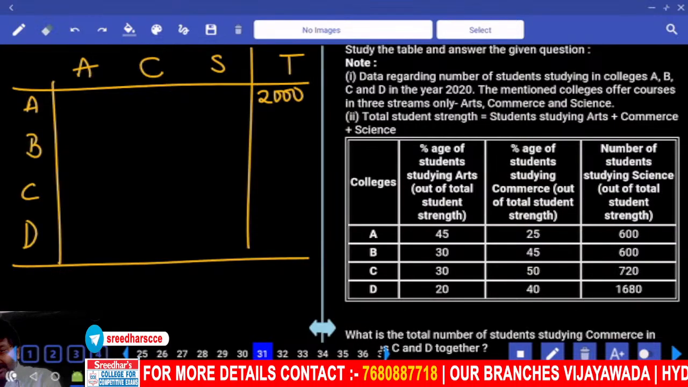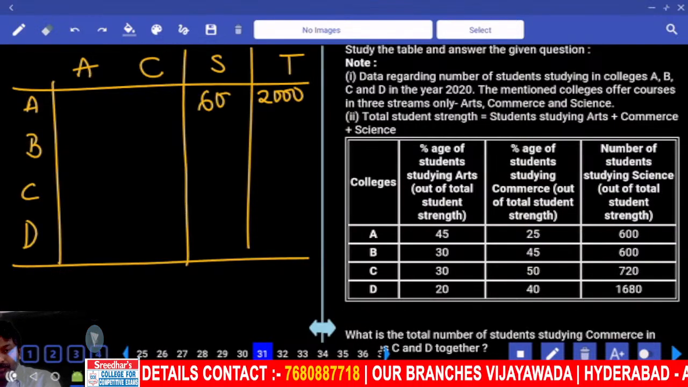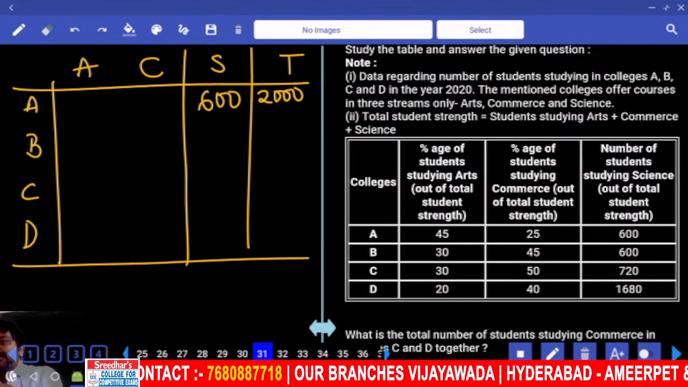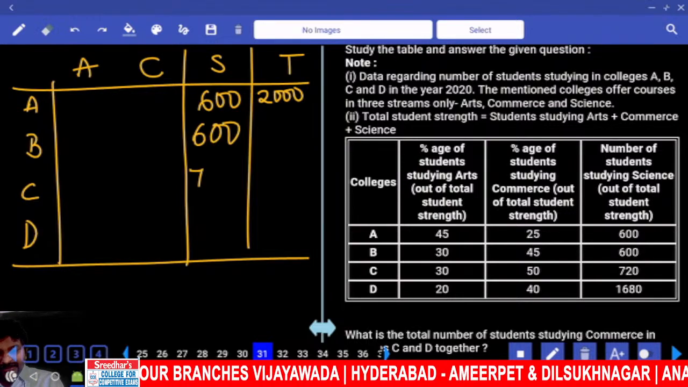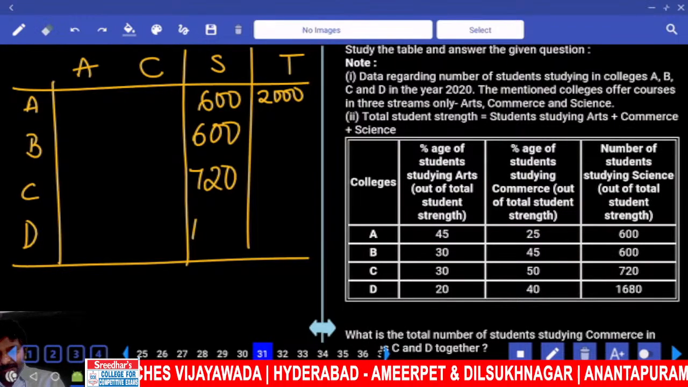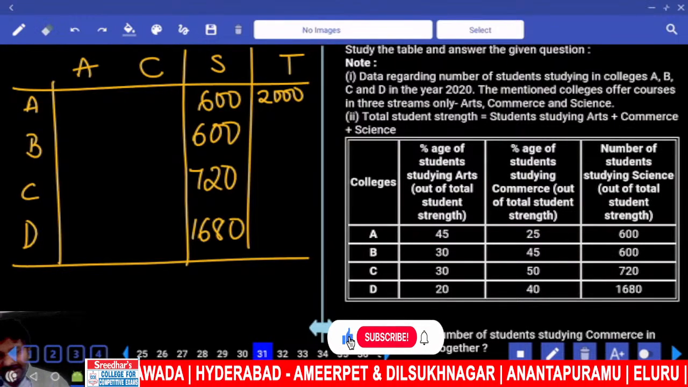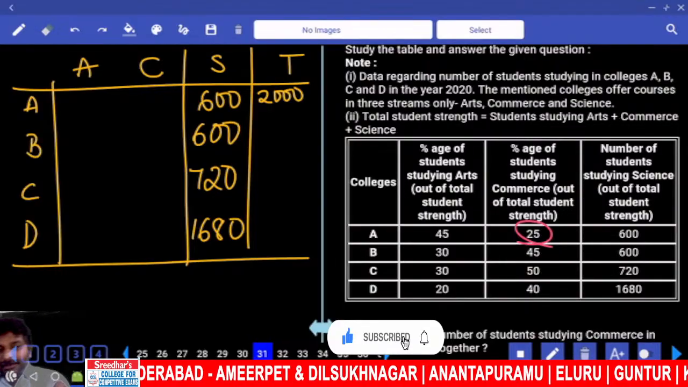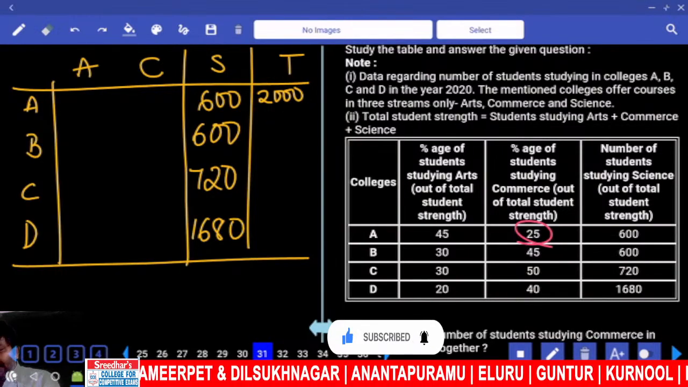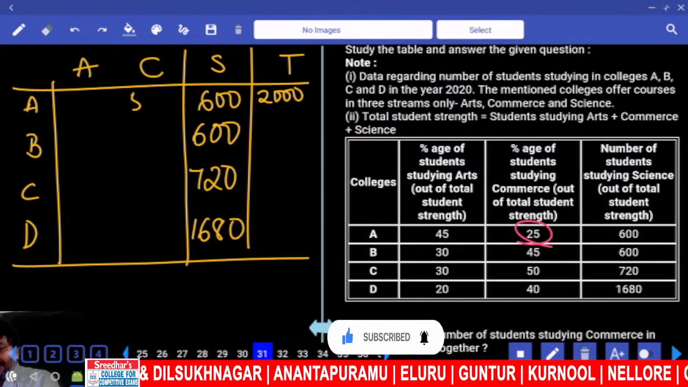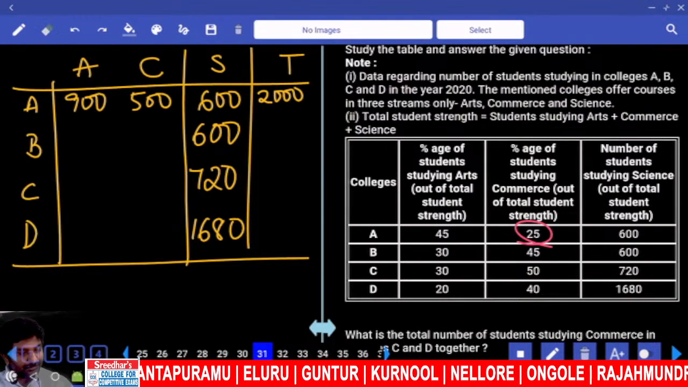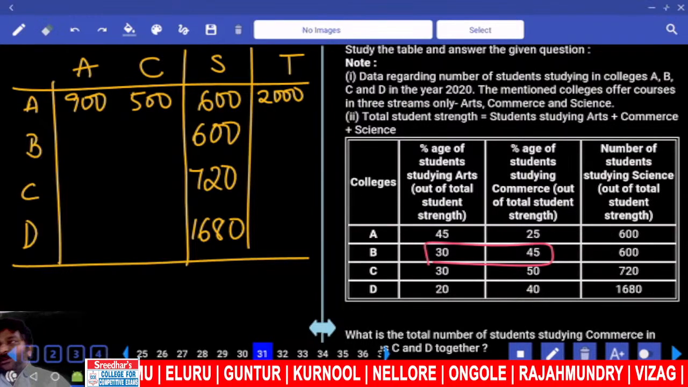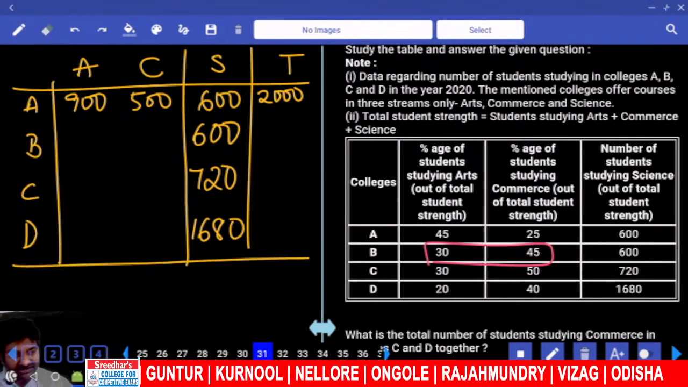Now 600 is already there. Let me write this line. 600, 720, 1680. 25% of this number, half and half. Remaining 900. 75% is there, remaining 25%.